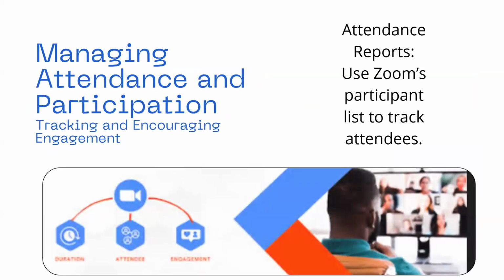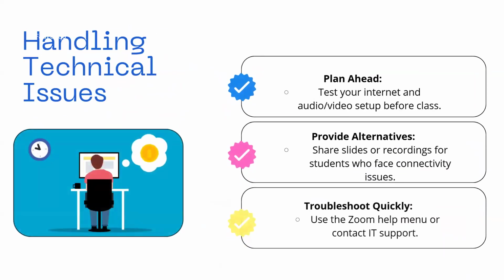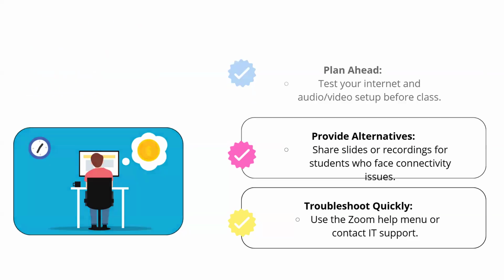Next, managing attendance and participation. You can track and encourage engagement. You can download your attendance reports. Use Zoom's participants list to track attendees. Handling technical issues: plan ahead, test your internet and audio video setup before class, and provide alternatives like sharing slides and recordings for students who face connectivity issues, and troubleshoot quickly. Use the Zoom help menu or contact IT support if possible.